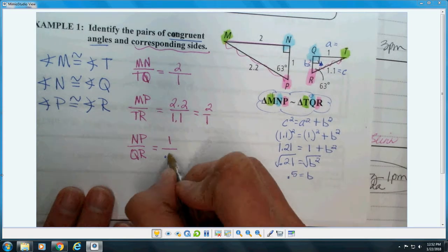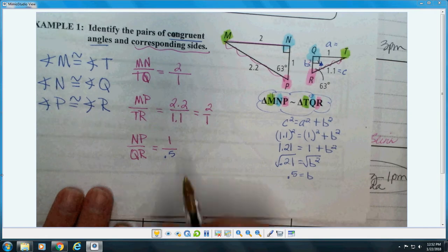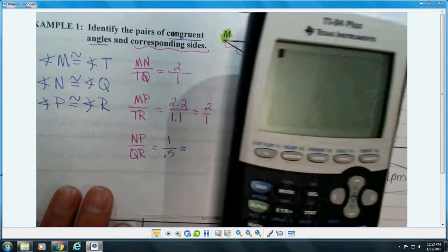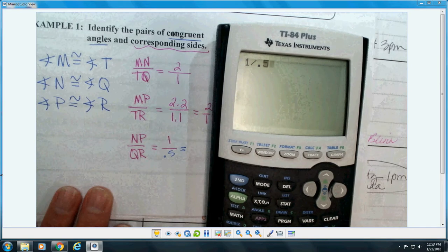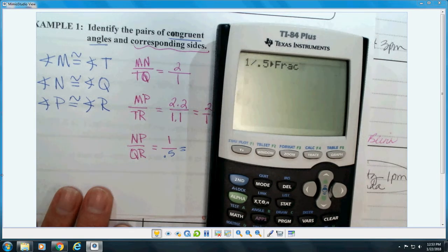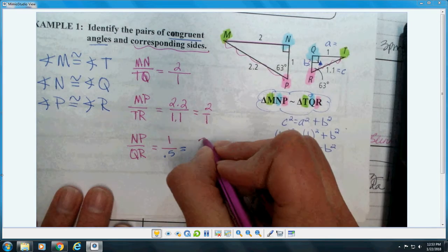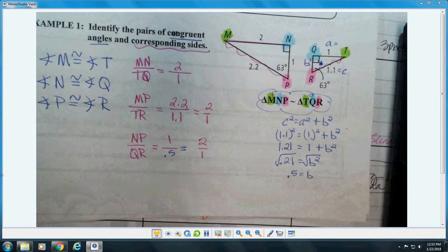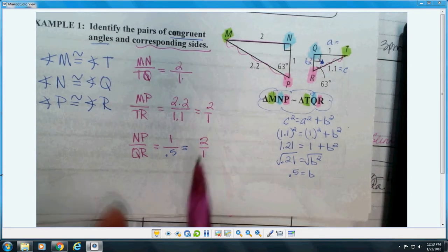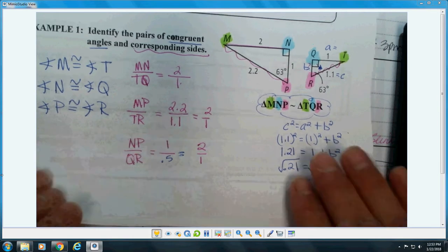Now I'm going to plug that in right here. But remember, I need to have this simplified. So in my calculator, I'm going to do 1 divided by 0.5, math, frac, enter, and I get 2, which means it's 2 over 1. So are my angles congruent? Yes. Are my corresponding sides proportional? Yes, because they all simplify to the same thing. Okay?